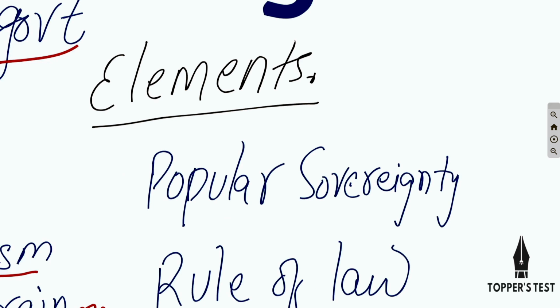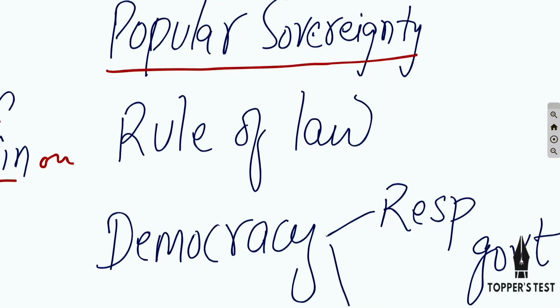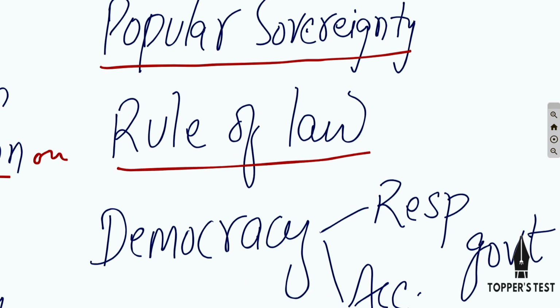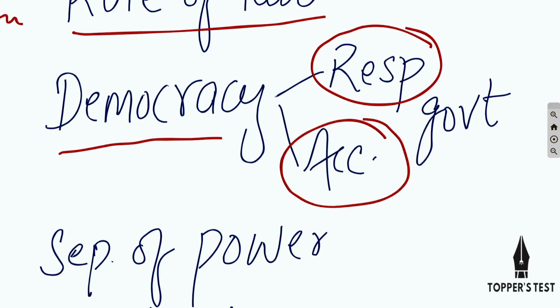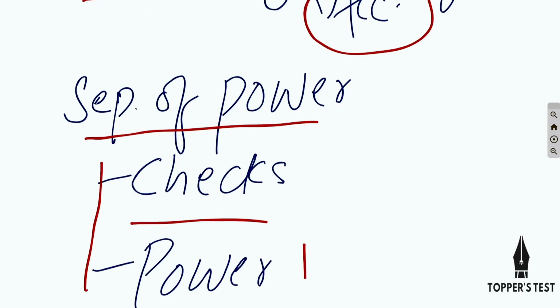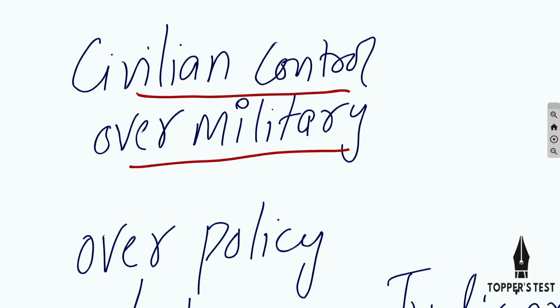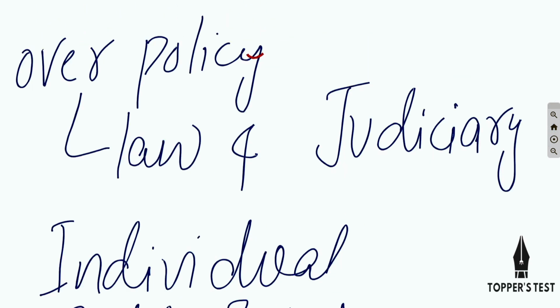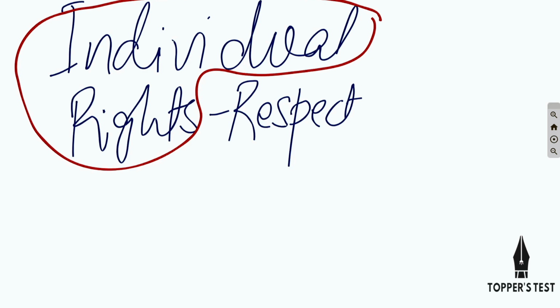So what are the elements in the constitutional government? There must be popular sovereignty, mostly with the people, there must be rule of law, and there must be democracy. So what is democracy? In democracy the government or elected people are responsible and accountable to the people who elect them. There is separation of power with checks and balances, and the judiciary should be independent. There must be civilian control over the military, and control over the police must be with the law and judiciary. And another most important thing in democracy is that individual rights must be respected.